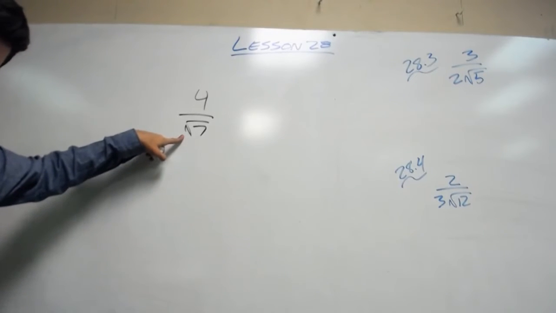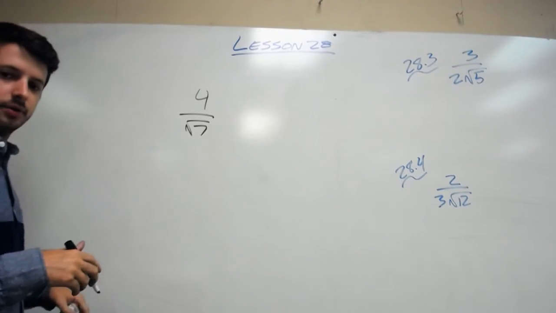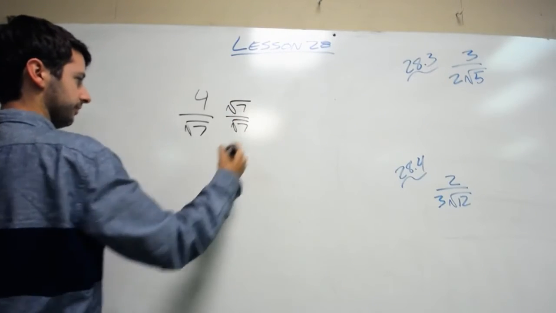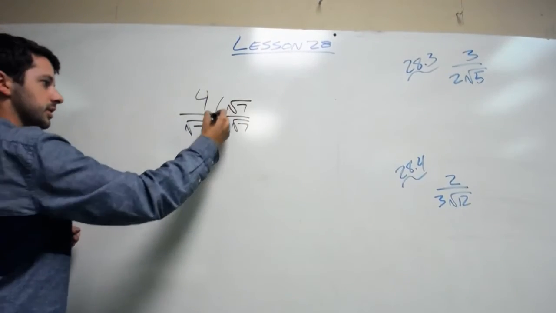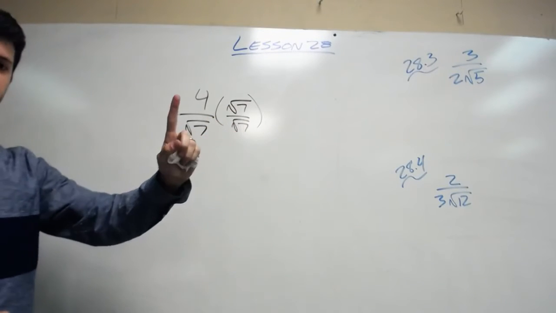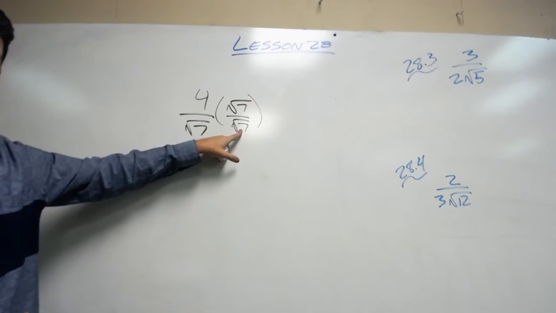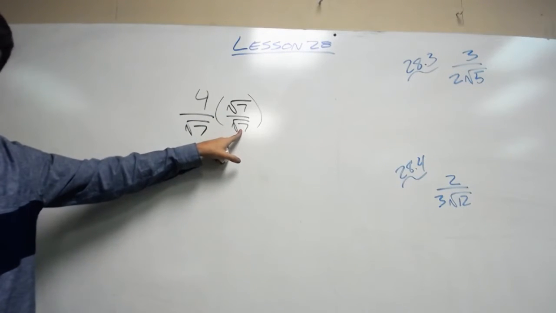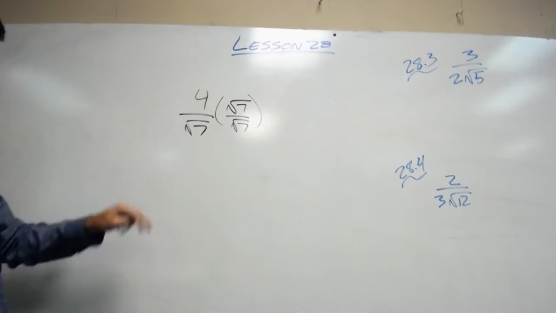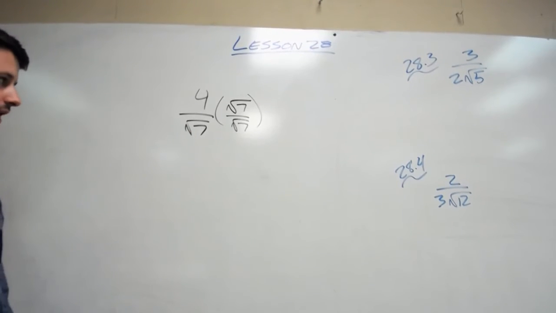The way you get rid of it is by multiplying by radical 7 over radical 7. The reason you can do this is, remember, this is the same thing as multiplying by 1, actually. So all we're doing is radical 7 divided by radical 7 would be 1. So therefore, we can manipulate this and simplify it and get the radical out from the bottom. So I'll show you how.